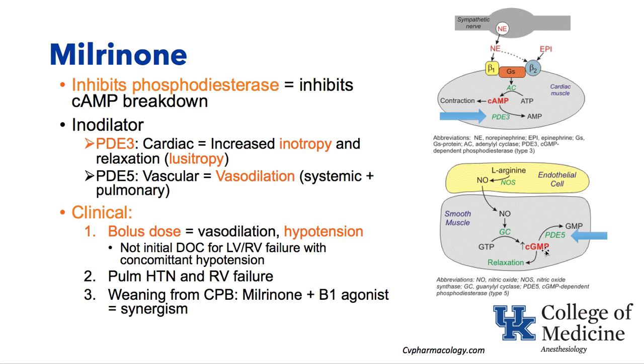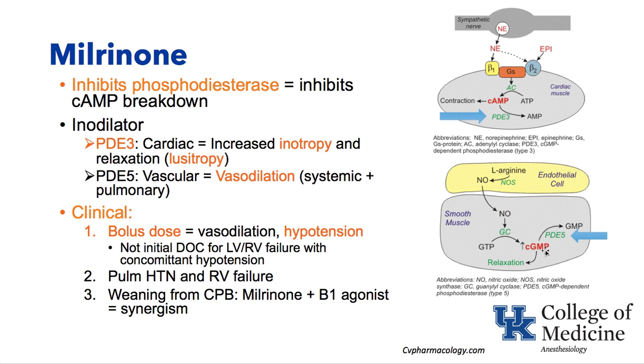So, inotropy via PDE3, vasodilation via PDE5, and in fact, if you give a rapid bolus of milrinone, typical dose 50 mics per kilogram, one of the first things that you'll see is vasodilation and hypotension. It is not the initial drug of choice for a patient with both LV and RV failure who has hypotension also, because if you bolus the milrinone, yes, it's an inotrope to both the LV and RV, but you'll see the vasodilation and worsen the hypotension.